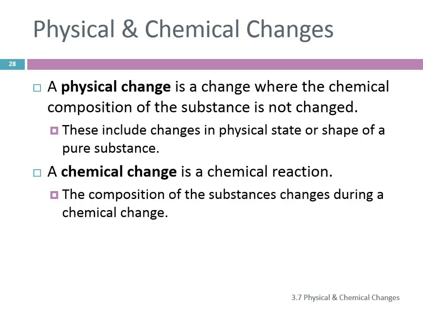Physical and chemical changes. A physical change is a change that occurs when the composition is not changed. If we take a piece of wood and cut it in half, it's still wood, it's just that the pieces are smaller now, right? That would be a physical change. A chemical change is a chemical reaction. When you have a chemical change, the composition of the substance changes. What you started with is not there anymore.